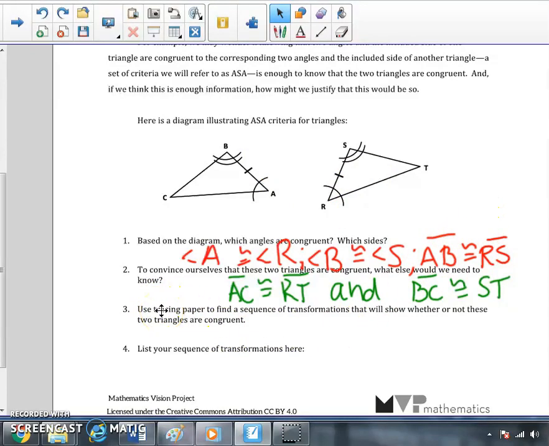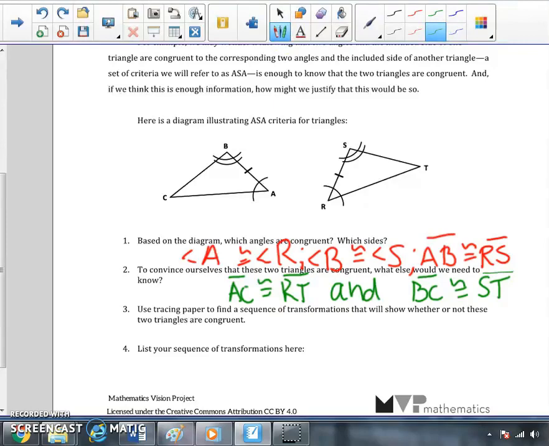To convince ourselves that these 2 triangles are congruent, we had to figure out what else we would need to know. And as a class, we believed that we would need line segment AC to be congruent to line segment RT, and line segment BC to be congruent to line segment ST. And I'll just add that line segment bar.